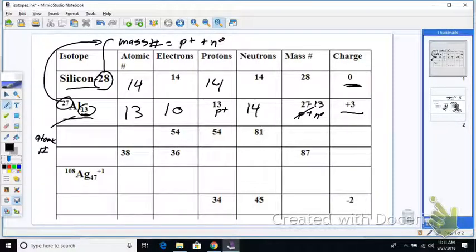Alright? Protons are always on the periodic table. You just have to look at that top number. The mass number is protons and neutrons added up. That's all you have to do is add them up. If you know the mass number but don't know the neutrons, you have to subtract out your protons. Okay? And the charge is basically the difference between protons and electrons. If you have more electrons, it's negative, that number. If you have more protons than electrons, it's positive, that difference. And that's really all you're doing on this. Okay?